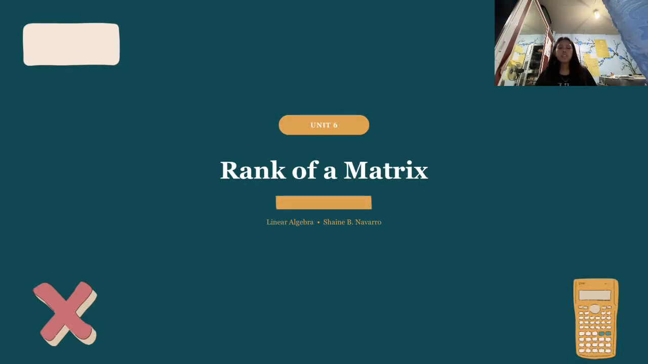Good day, everyone. Today, we will discuss Topic 6, Rank of a Matrix, one of the most important topics in linear algebra. Throughout this lesson, we will learn how to determine the amount of independent information contained in a matrix. We will also study the concepts of row space, column space, null space, rank, and nullity, and see how these ideas help us analyze systems of linear equations.